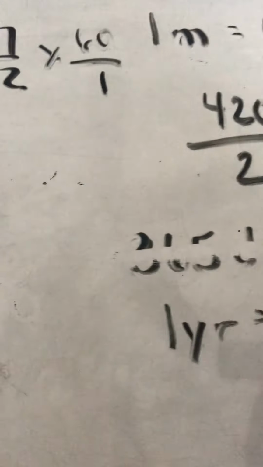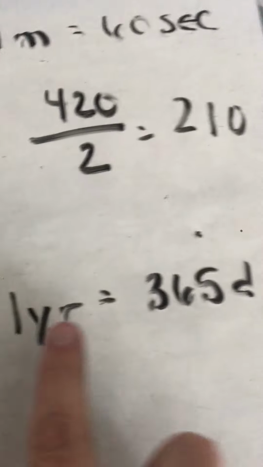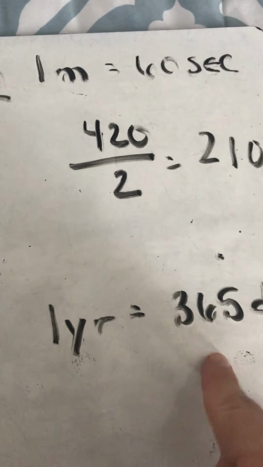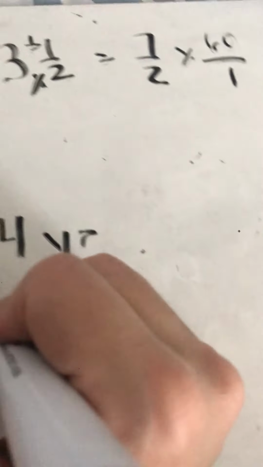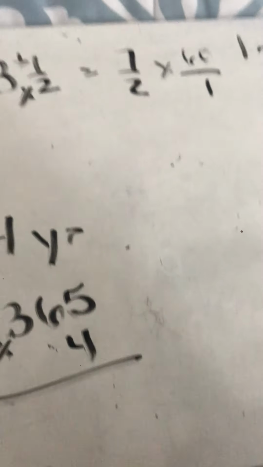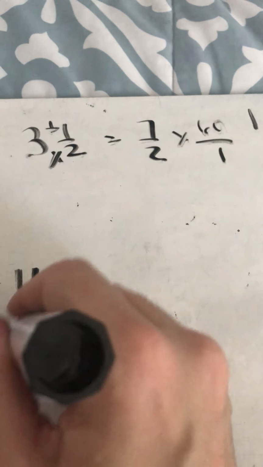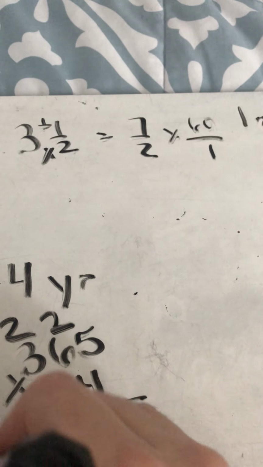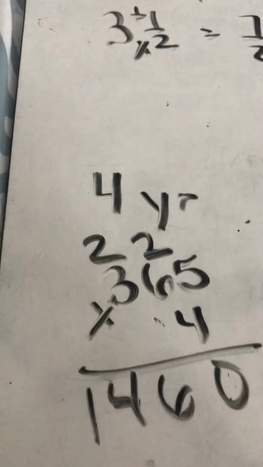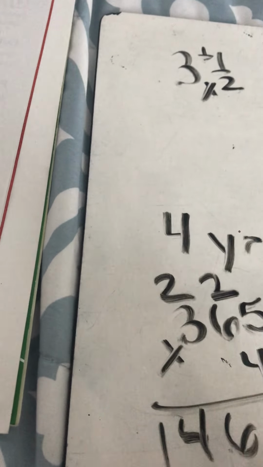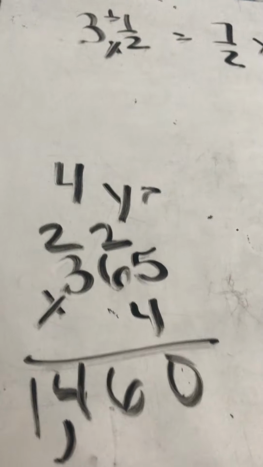So now let's see if I'm right. Years to days. This is wrong. I'm using years to days. Times. So we're going to do 365 times 4. 4 times 5, 20. 4 times 6, 24 plus 2, 26. 4 times 3 is 12 plus 2 is 14. 1,406, oops, put my comma in the wrong place. 1,460 days in 4 years.